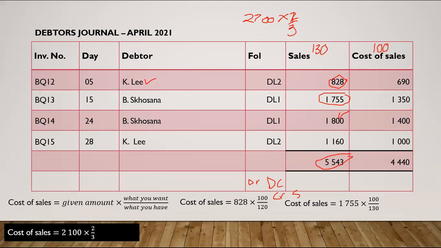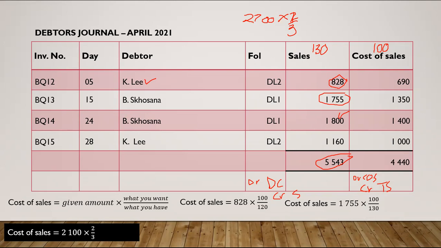What do we do with this 4,440? You will record it on the debit side of cost of sales and then record it on the credit side of trading stock. So that's all I'm going to do. Cost of sales increases whenever you sell. That's why we're recording it on the debit side.